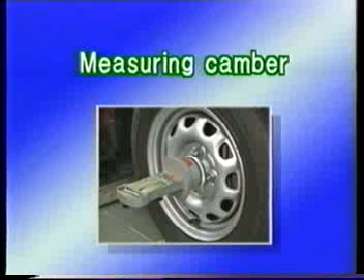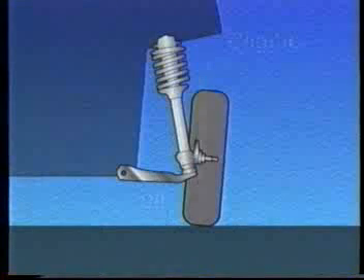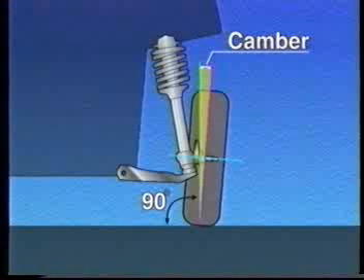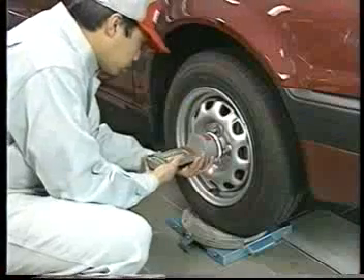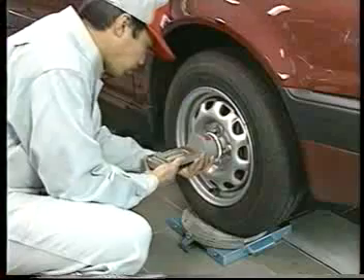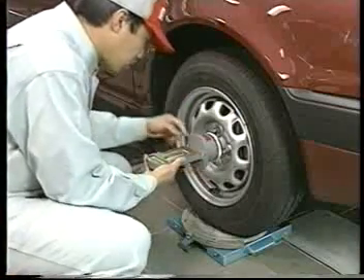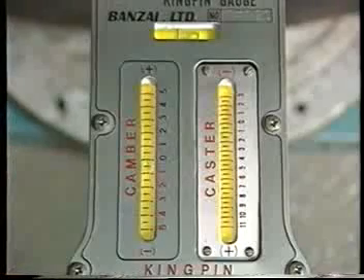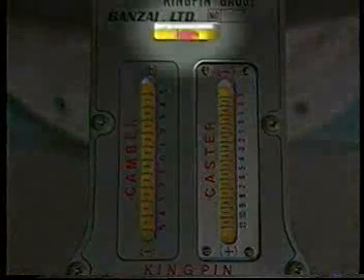Measure the camber. Camber is the wheel's inclination as viewed directly from the front of the vehicle. Measure the angle made by the wheel's center line and the plumb line. With the wheels in the straight-ahead position, align the air bubble on the level with 0. Take a reading of the air bubble scale of the camber measuring gauge.